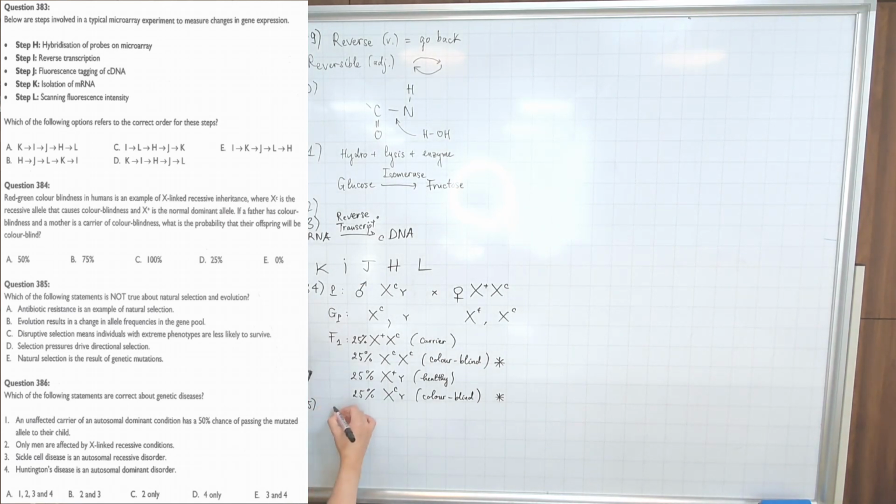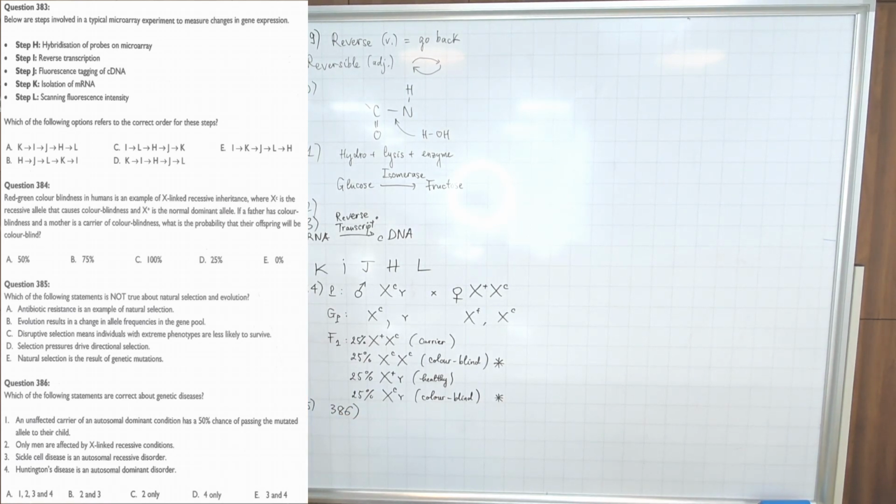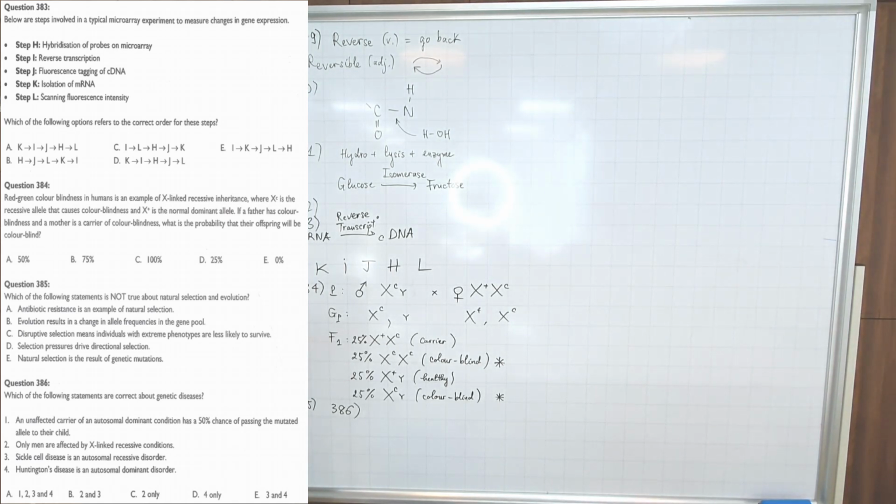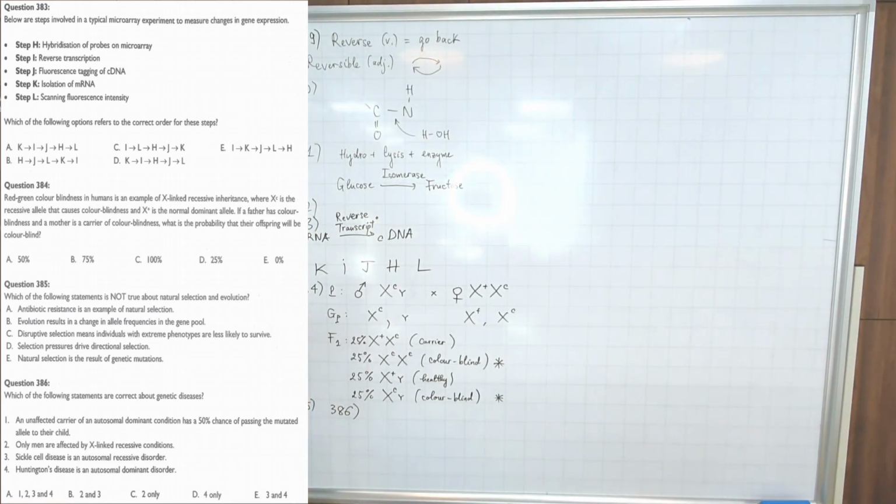Question 386. Which of the following statements are correct about genetic diseases? Cái nào, những câu nói sau này là đúng về những bệnh di truyền? Sorry? Là sai, chọn câu sai mà. You have to choose the wrong one, right?